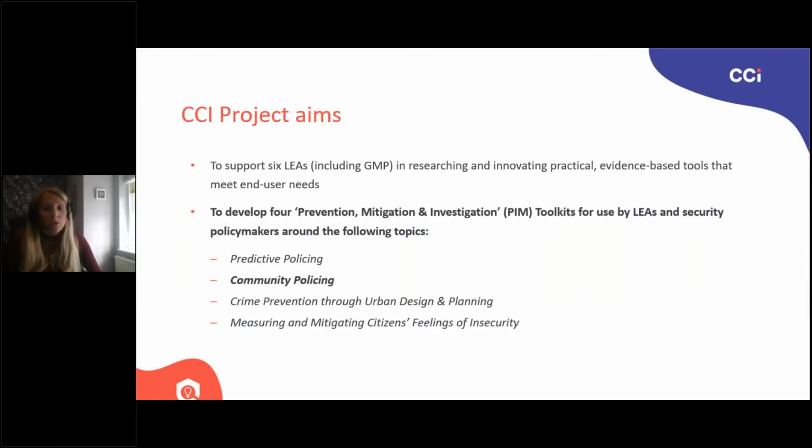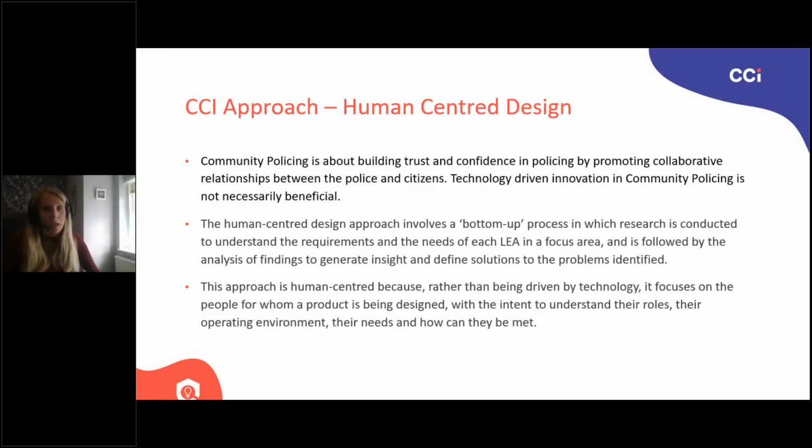So the aim of this project is to support the police forces involved in researching and developing evidence-based tools or toolkits in 4 key areas. Greater Manchester Police worked in developing a tool in the area of community policing.